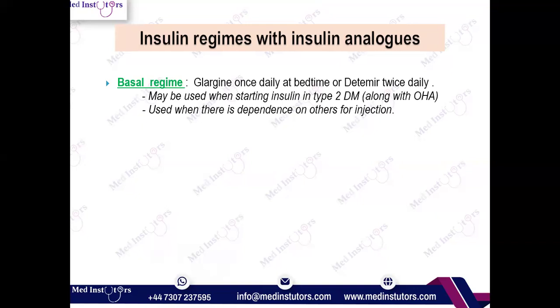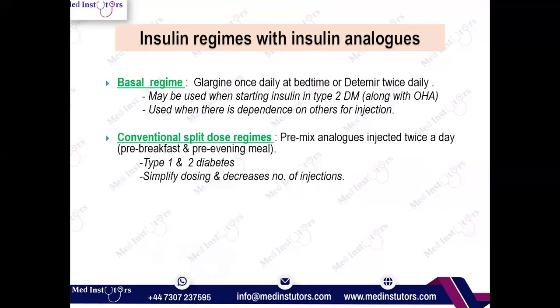Only basal insulin is given, especially Lantus, or insulin glargine, which is nowadays widely used. It can be used as a starting insulin when the type 2 diabetes patient requires insulin at a further stage of the disease. You can start with insulin glargine.